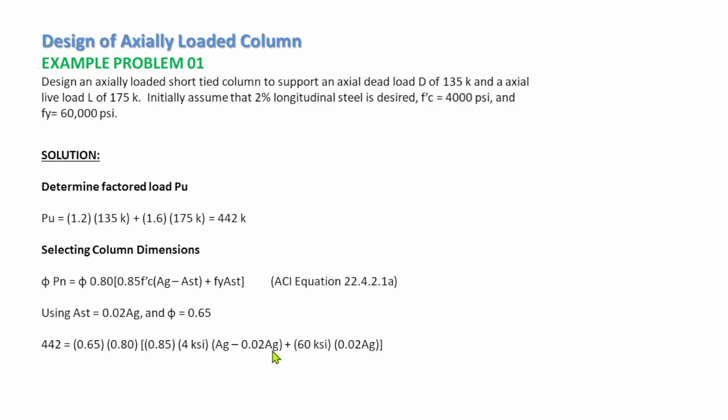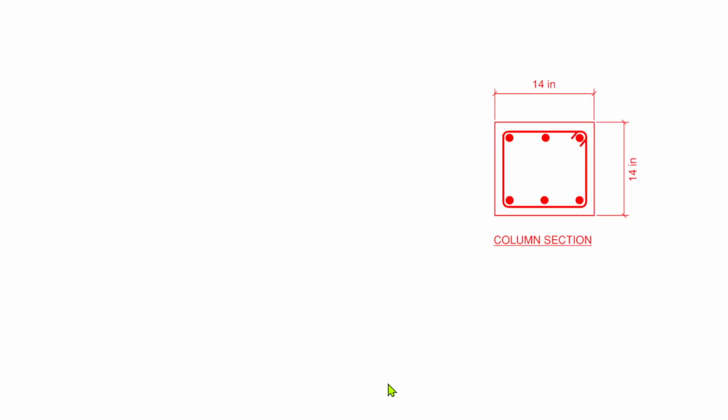We have only one unknown, which is the gross area of the column. So if we calculate the area of the column, we have 187.6. So we choose 14 inches by 14 inches, which gives us the actual area of 196 square inches. So we have this one here, 14 by 14. We have the profile of the column.